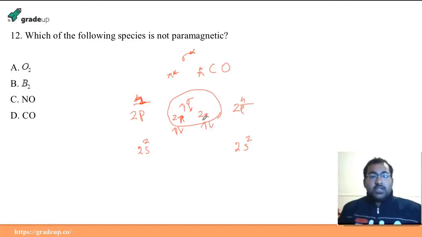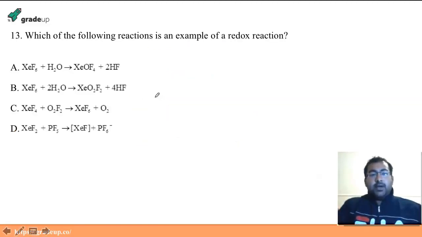When there is no single electron, that means the species is diamagnetic. So CO here is a diamagnetic species. Hence the option is correct, because it has been asked which of the following species is not a paramagnetic species, right? Okay, moving on to the 13th question.